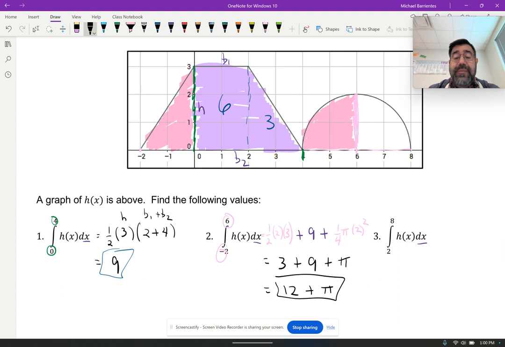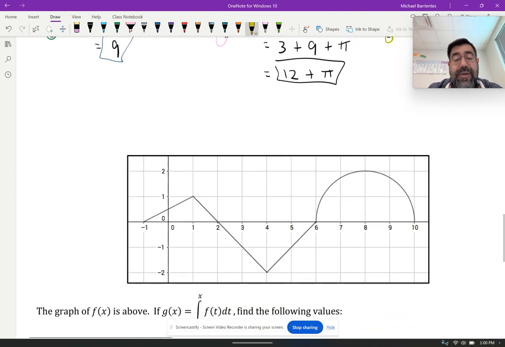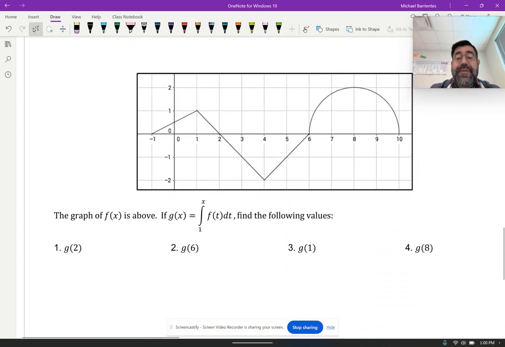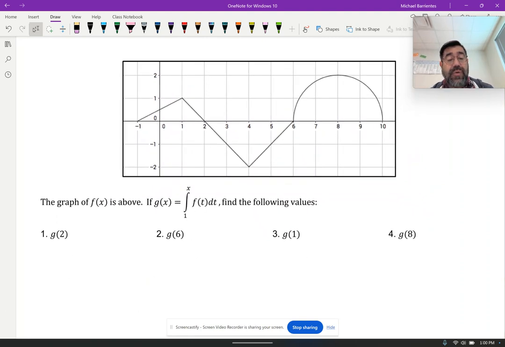So I'm not going to do number 3 because number 3 is kind of the same idea. Just be careful. You can try number 3 and know that it goes from 2 to 8. So we start here from 2, and then we go all the way over here to 8. So there's this triangle and then the half circle area that you have to put together. But it's the same idea. I'd rather go on to the next one because the next one offers something that we haven't seen before.